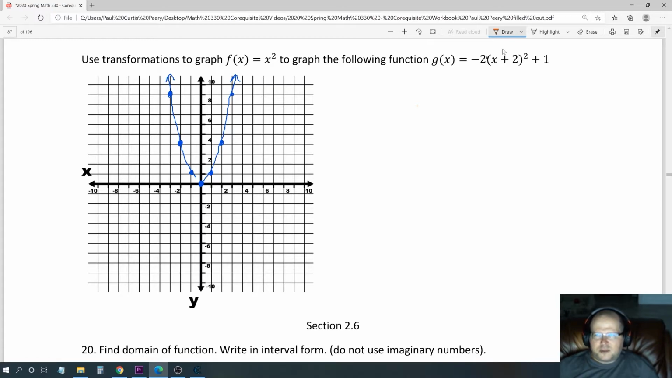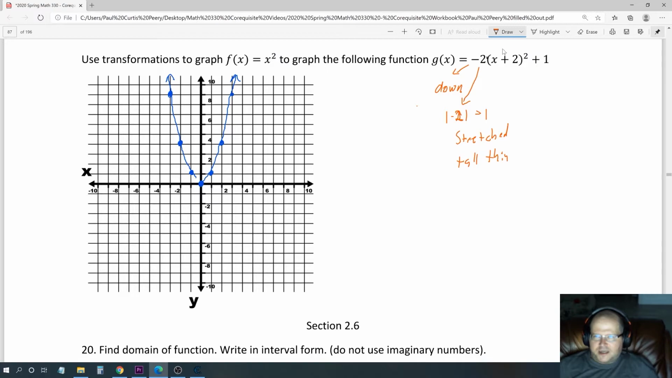Now, based upon the fact that it has a negative, we know that negative right there means it's going to face down, not up. We know because the absolute value of -2 is greater than 1, so it's going to be stretched, tall and thin. And that's where I got that information right there, that -2.